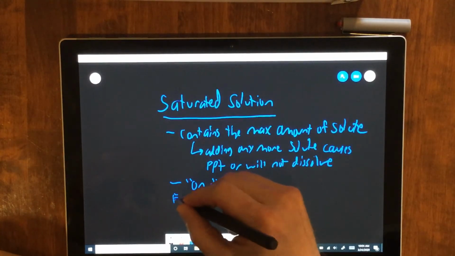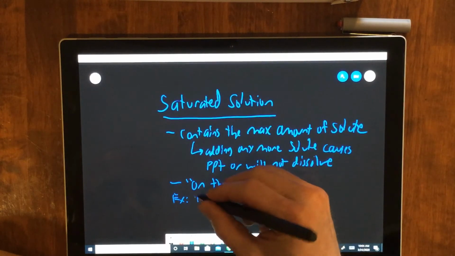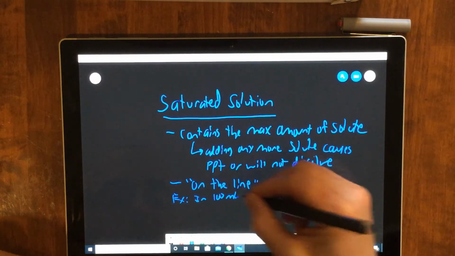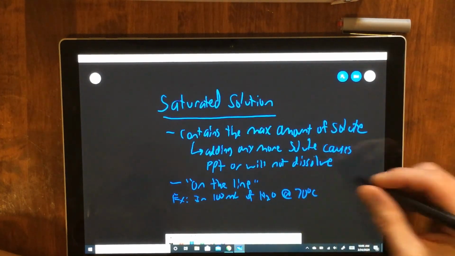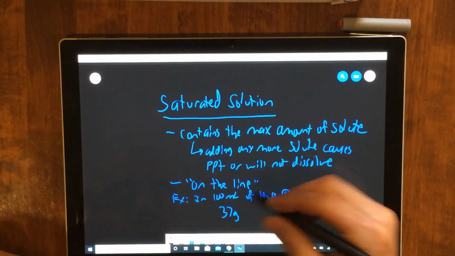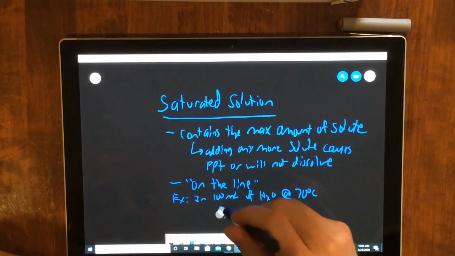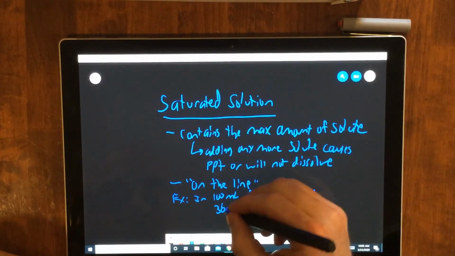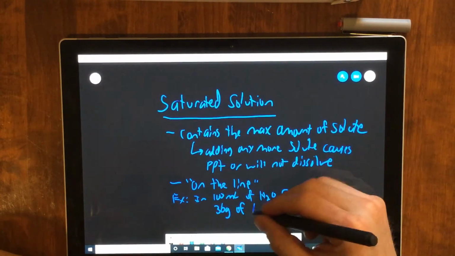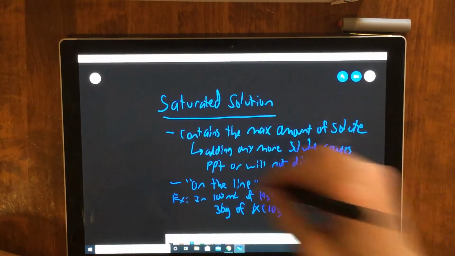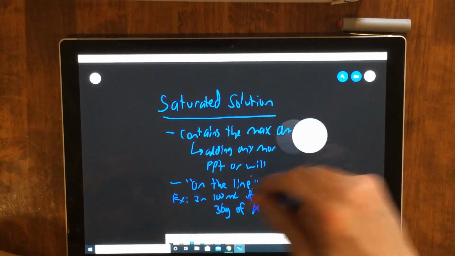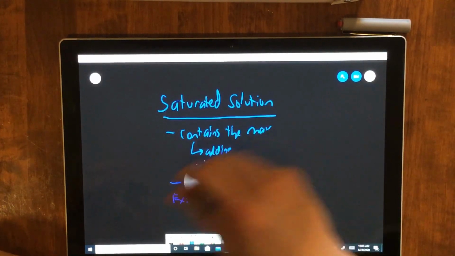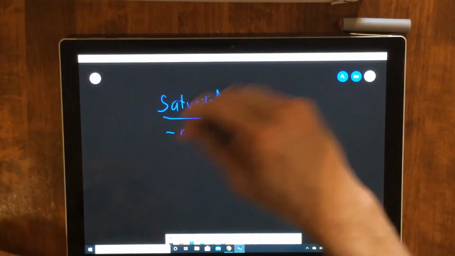So the example, in 100 milliliters of H2O at 70 degrees Celsius, 37, not 30, we said 36, didn't we? 36 grams of KClO3. That is on the line, that is saturated. Okay, last one, supersaturated. And to go faster, that's where you add too much and you go above the line.